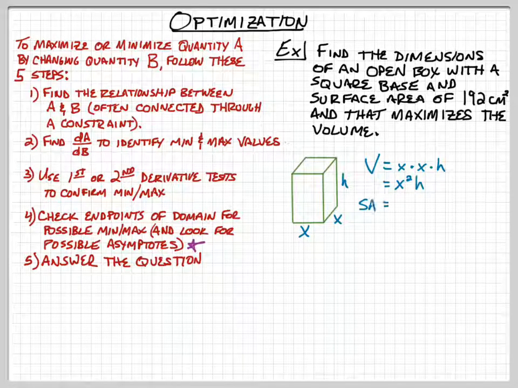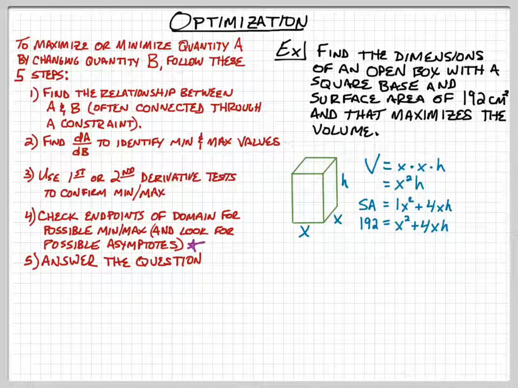Surface area for a box or a prism is basically adding up the area of all the different sides. Since we have an open box, that means we don't have a top on it. We normally would have the top and the bottom with the same dimensions, but since we don't have a top, we just have the one bottom, which is going to be x squared. Then the four sides that go around all have the same dimensions of x times h, so we're going to have 4 of those. We also know that the surface area has a total measurement of 192 centimeters squared, so we can pop that right into this equation as well.